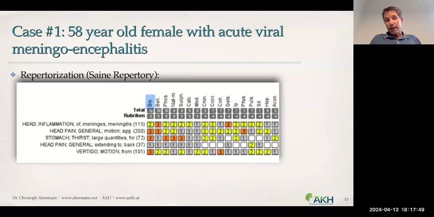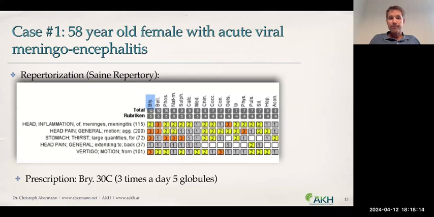I repertorized quickly because it was in the break of a seminar that I held, so I didn't have much time. And I thought, yeah, inflammation, meningitis. She had head pain aggravated by motion, large thirst for large quantities. She had headache extending to the back and vertigo from motion. And she had this motion aggravation for the vertigo. She had it for the headache. So I was quite confident with bryonia. I gave bryonia 30C 3 times a day, 5 globules.